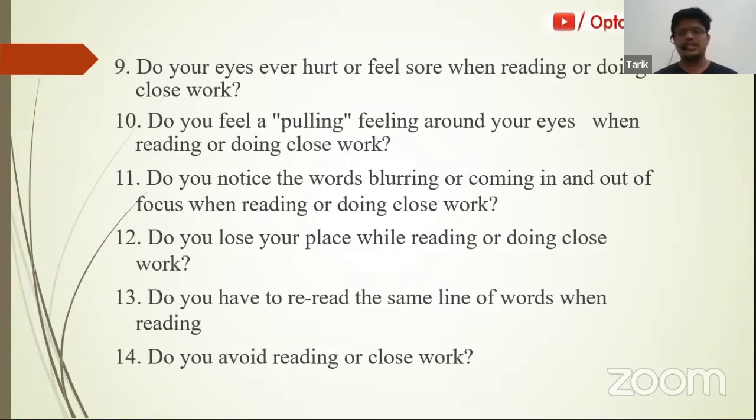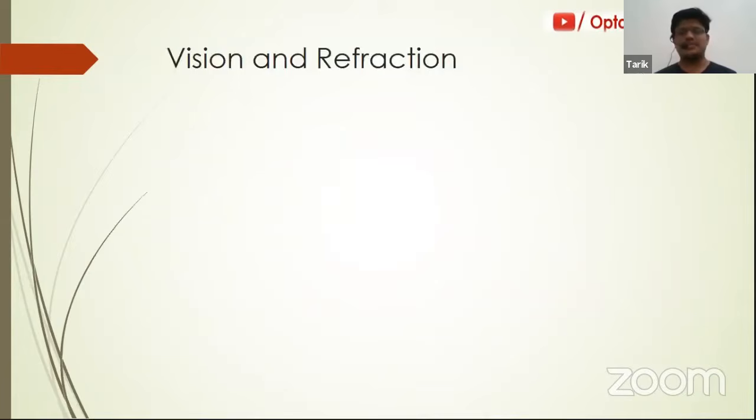Small children, whenever they have such a problem, they try to avoid it. In adults, what we see is that they keep their books a bit away at a further distance so as to compensate for whatever problem they are having. The next is vision and refraction. Now, vision and refraction is one of the most important parts of your orthoptic evaluation.